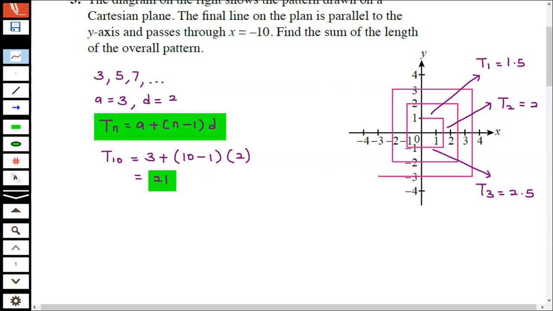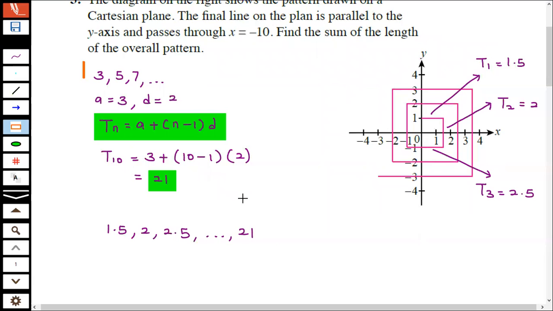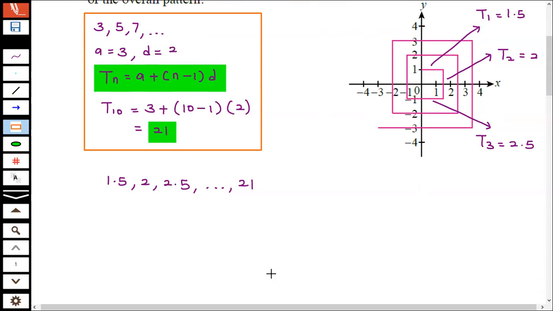Okay, so what I'm going to do now, I have a progression with the first term 1.5, my second term 2, after that 2.5, and then the good news, I have the last term. That is the last term that we managed to find. That is 21. Understand? So you have to understand this simple concept. This is the first thing I find, then I'm going to do the second one now.